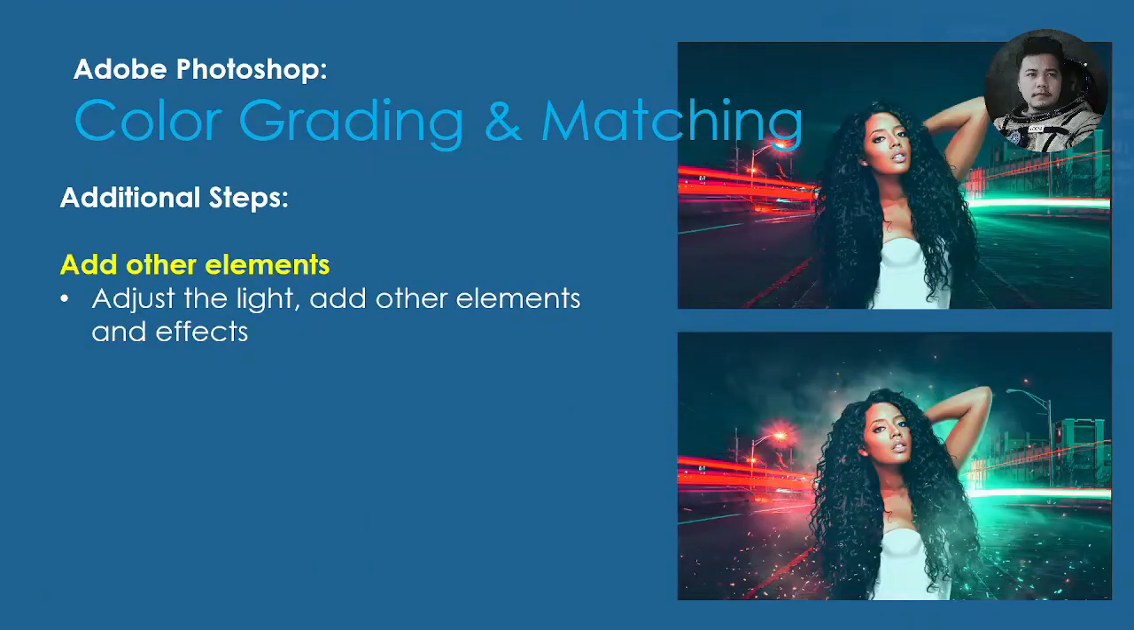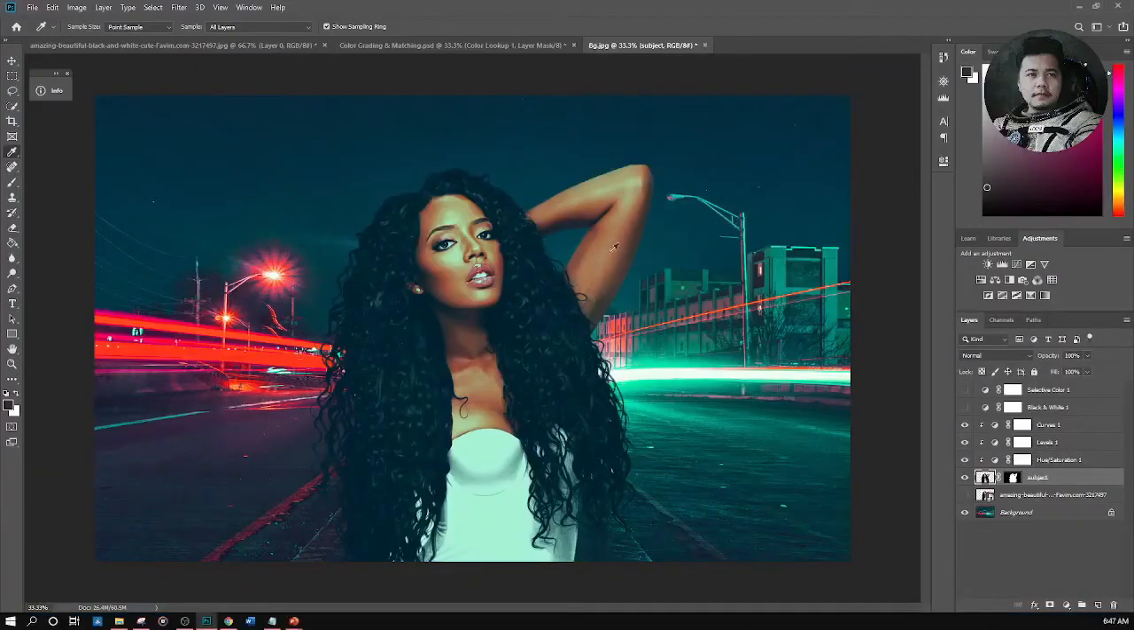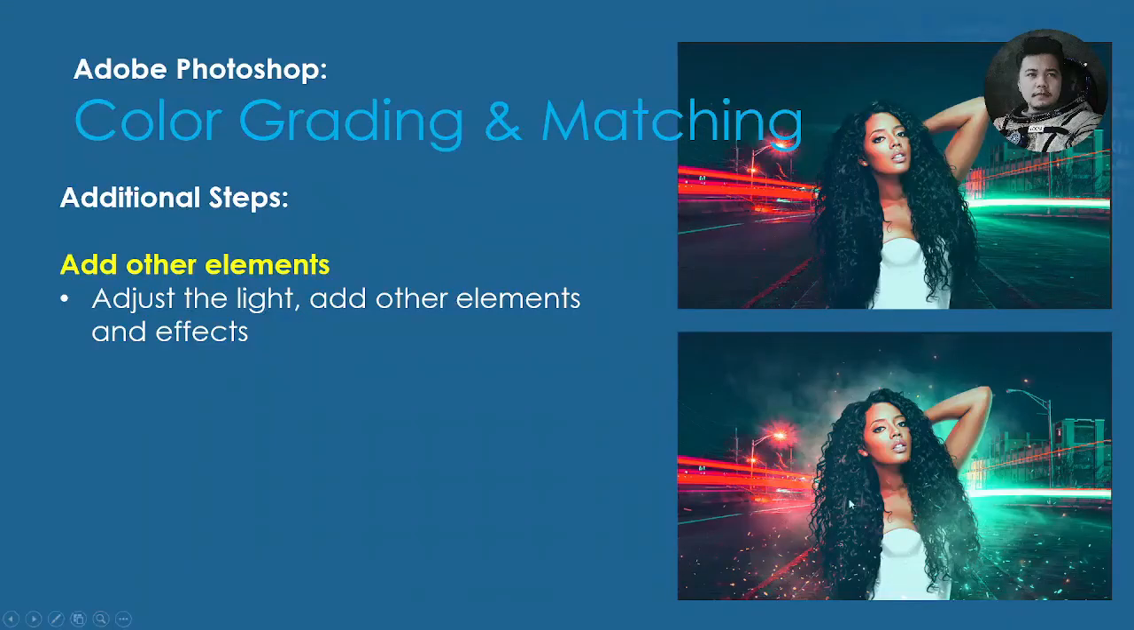Next is add other elements. Adjust the light, add other elements and effects. Okay? So I have searched some elements that I would like to add. I want to add dust particles. I want to add smoke in it to make it look like this.